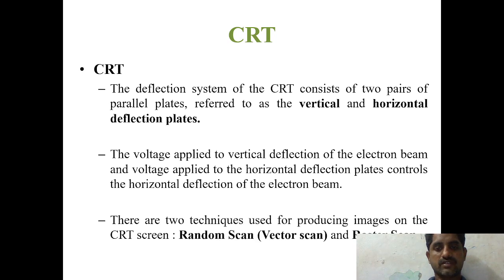There are two techniques used to produce images on the CRT screen. To form the image on the CRT screen, we use different techniques. The first one is random scan and the second one is raster scan. Random scan is also called vector scan. So mainly we use two different techniques in the CRT to produce the image on the screen: random scan systems and raster scan systems.